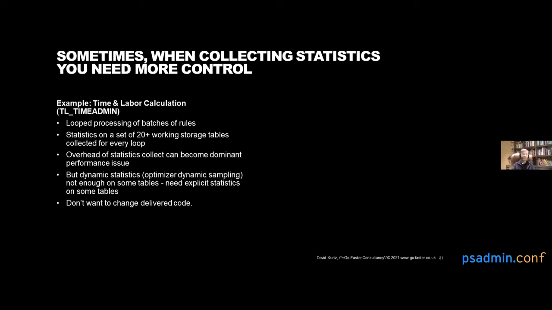So time and labor is a rules engine, and as it goes round in a loop through batches of employees who have the same time and labor rules applied to their time cards, it collects stats on the working storage tables, and there's 20 odd working storage tables. And every time it goes around the loop, it collects stats on all 20 of them. And what we found was that this collection of statistics was in itself a dominant performance issue. And that's even after we turned off statistics history. But we also found if we completely suppress statistics collection, that optimizer dynamic sampling doesn't always do the right thing. And that even so, we needed explicit stats on, I think it was 2 tables.